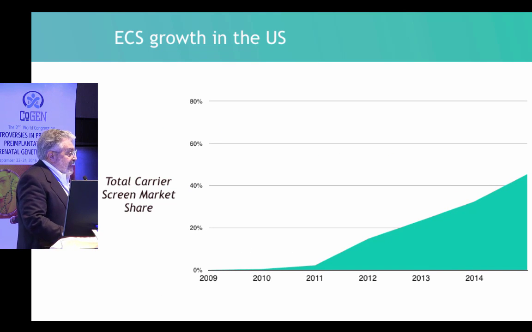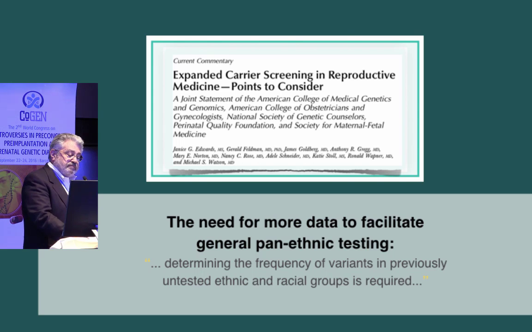What's happened over the past number of years, and this is from our best estimates from looking at insurance data, showing the expansion of expanded carrier screening in the U.S. For 2014 numbers were about 30%, and we think now it's over 40%, extending to about probably 50% this year of people who are doing screening in the U.S. are using expanded carrier screening.